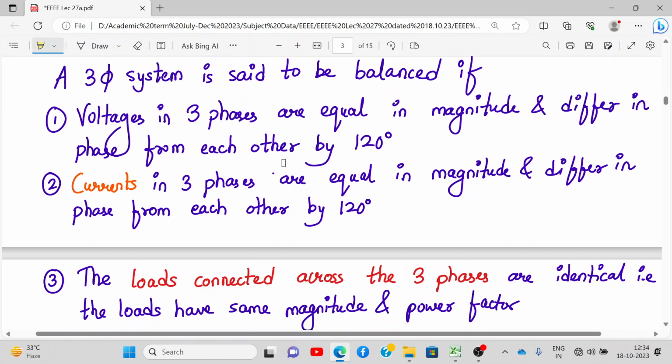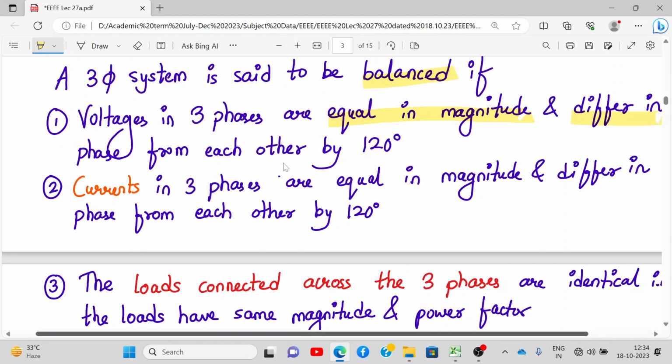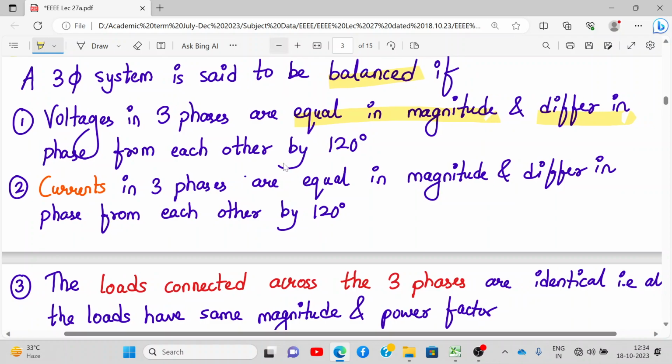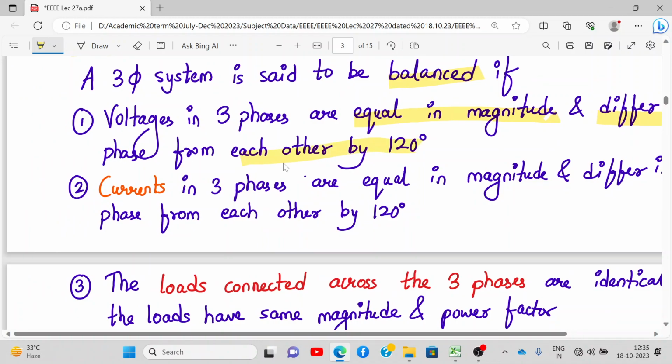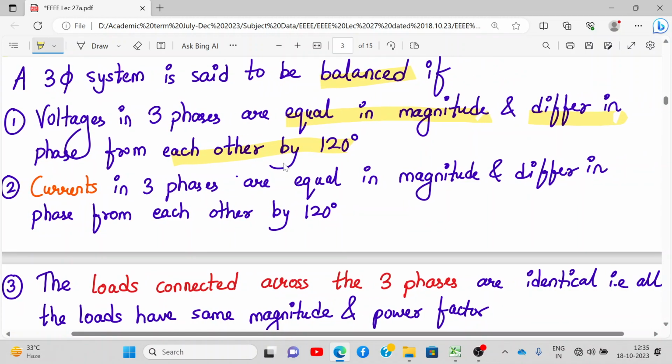Write down: a three-phase system is said to be balanced if there are three conditions. First, voltages in the three phases are equal in magnitude and differ in phase from each other by 120 degrees. Okay?